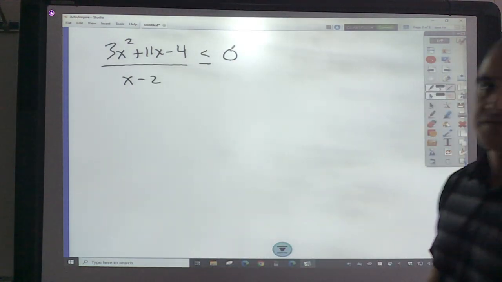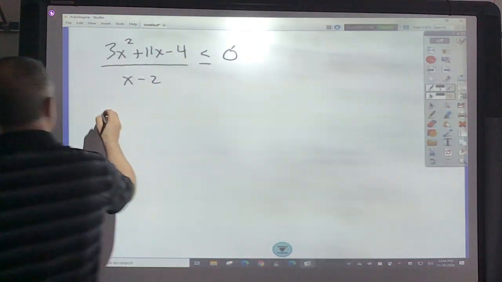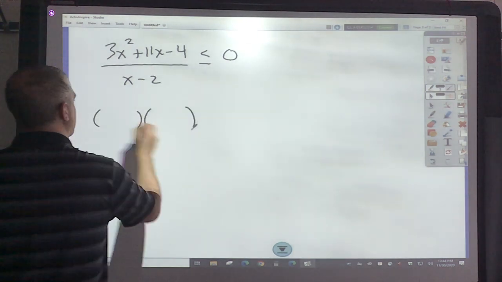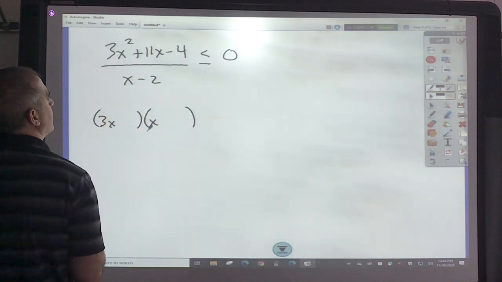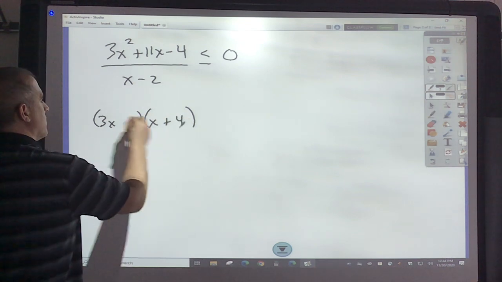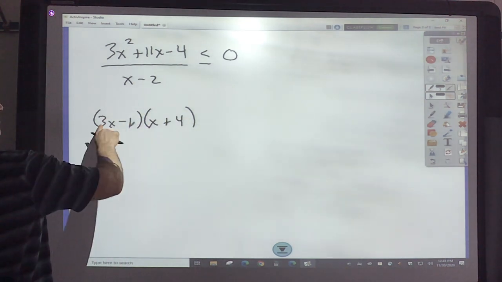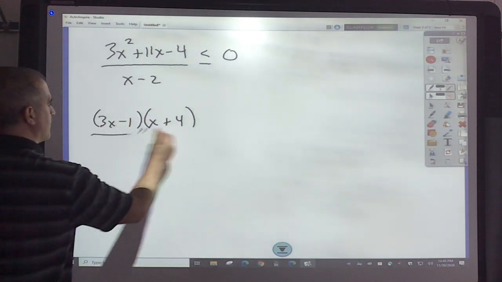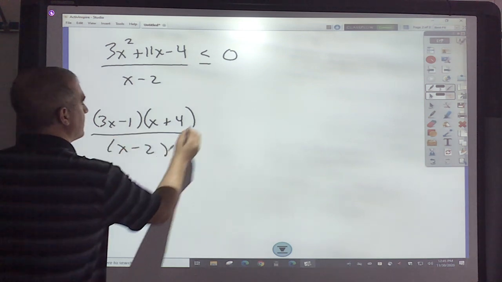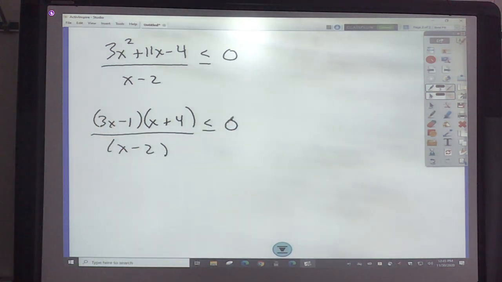Now, I would try to factor this in this case. And that's going to factor to, let's say, 3x, x. This is going to be x plus 4 and x minus 1. Let's see. 4 times 3 is 12. Yep, that works there. All right, so I got this. Since I'm already reduced, there's nothing more I have to do there.